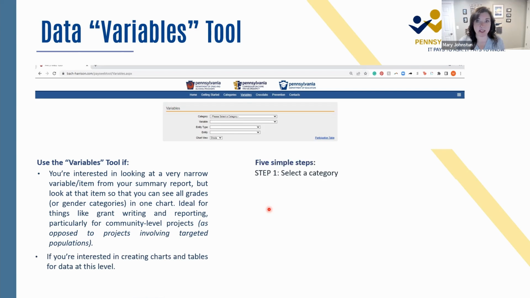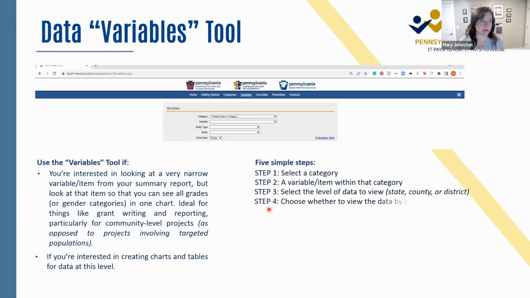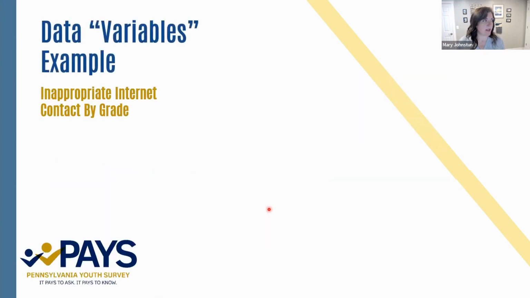And we have 5 very similar steps. First, you're going to select a category. Then you're going to select a variable item within that category. You're going to select the level of data to review. That's your entity type. You're going to select state or county, or if you are logged in as a district admin, you're going to select district. You choose whether to view the data by gender or grade. You're going to adjust the format, and we'll talk about that in a little bit. And then let's show you an example of what that looks like.